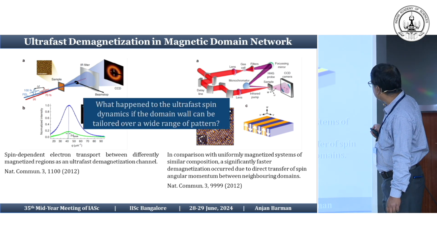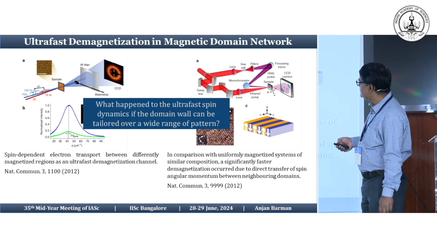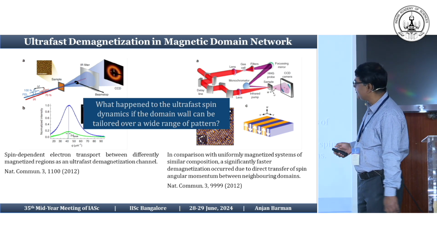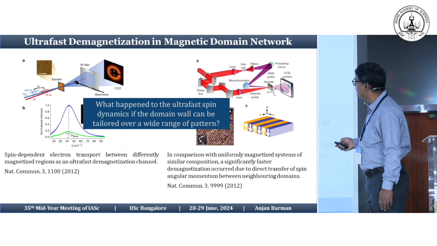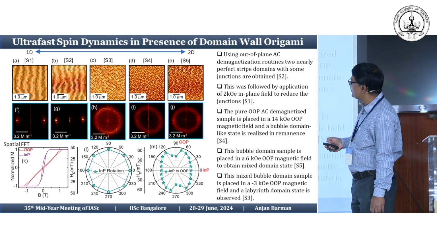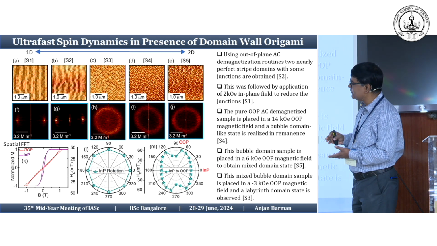So they were working only on these stripe domains. We wanted to see what happens to the ultrafast spin dynamics if the domain wall can be tailored over a wide range of patterns. And that's what we did here. We took a cobalt palladium multilayer. It has a perpendicular magnetic anisotropy, and it also has a demagnetizing field.